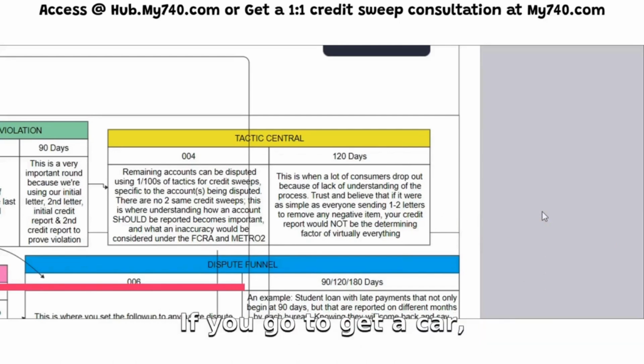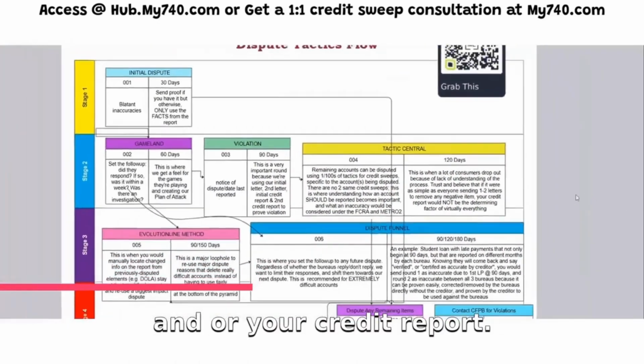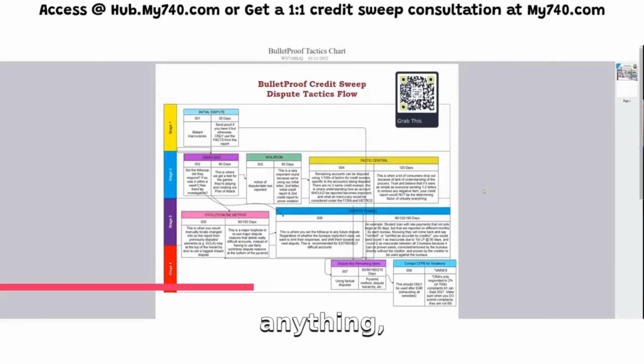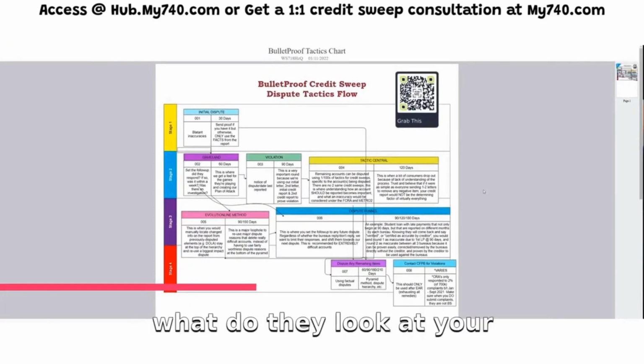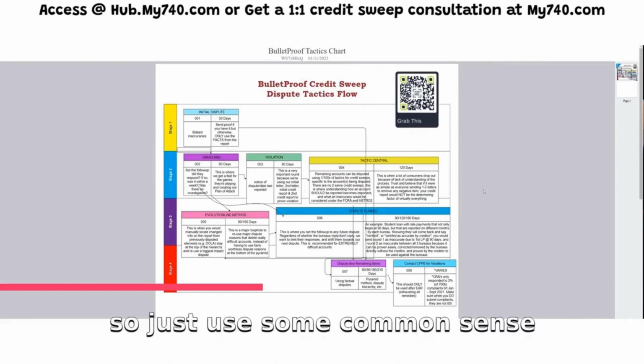If you go to get a car, what do they look at first? They look at your credit. You go to get a house, what do they look at first? They look at your credit. If you go to get jewelry, what do they look at? They look at your bank account and/or your credit report. If you go and apply for anything, what do they look at? Your credit report. If you go to get a good job, a career type of job, what do they look at? They look at your credit report, okay? So just use some common sense here, okay?